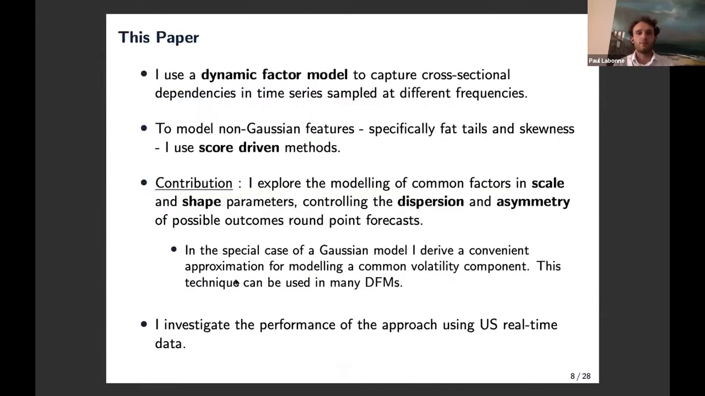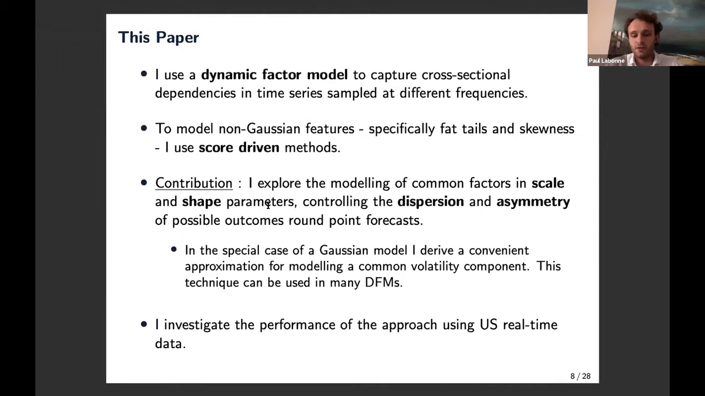So in this paper, to capture the relationship in the series, I'm using a dynamic factor model. In a dynamic factor model, we use a small number of common factors, common to all the series, in order to capture the cross-sectional dependencies. And we assume that conditional on these factors, the data are independent. And to model the non-Gaussian features in the data, notably the skewness, I'm using score-driven methods.